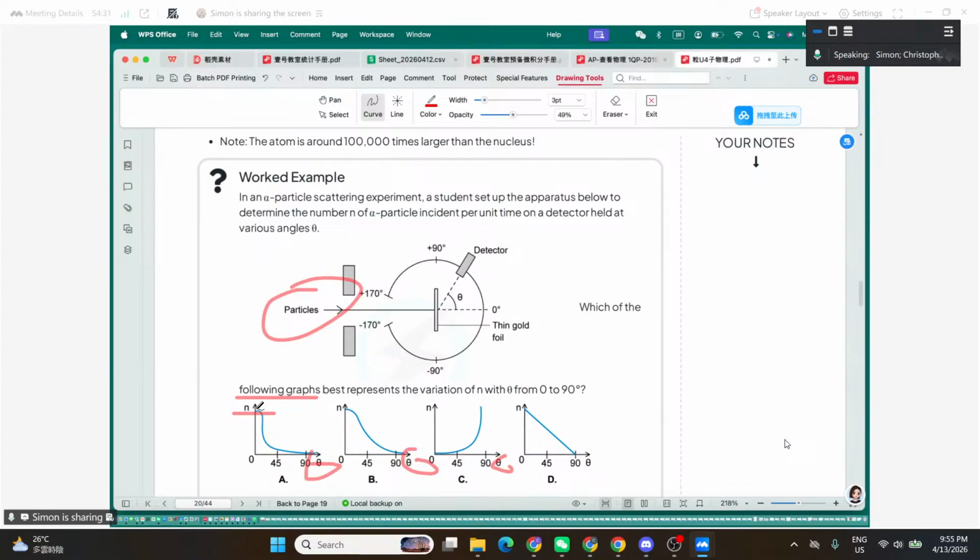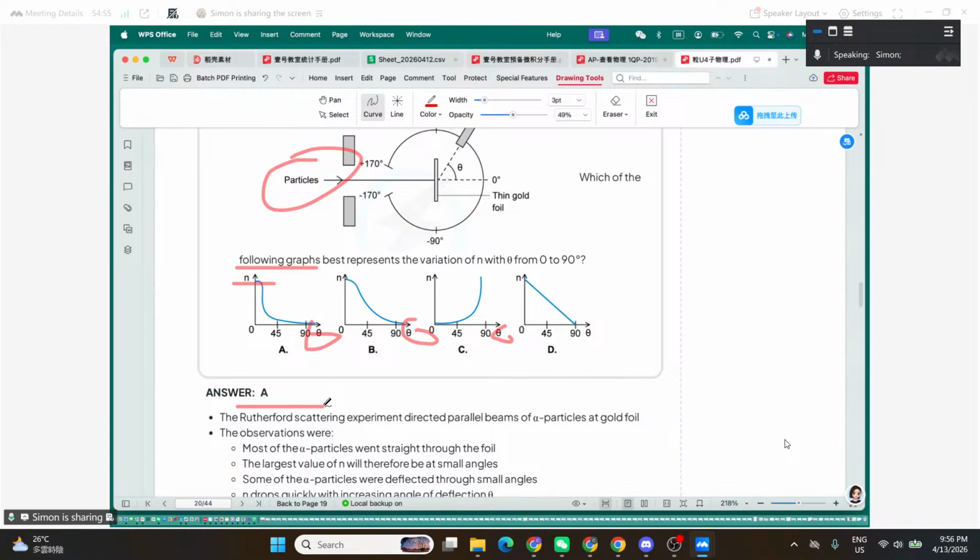I think it is A, because most of them are deflected at about 10 degrees or less, because we know the majority go straight through, a few are deflected a little, right? The majority go straight through the atom. So we choose the final answer A.